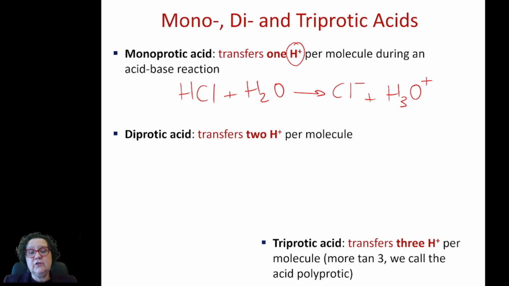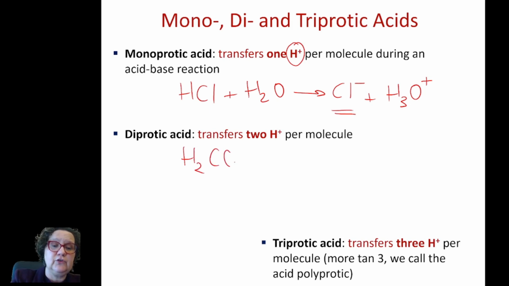A diprotic acid can transfer 2 hydrogen ions per molecule. So in the case of hydrochloric acid, the chloride anion cannot react any longer because it doesn't have more hydrogen ions to donate. If you have an acid like, for example, carbonic acid, H2CO3, then you have more than one hydrogen ion. So potentially more than one hydrogen ion can be donated in an acid-base reaction. And you always do it one at a time. So one hydrogen ion transfer per reaction.